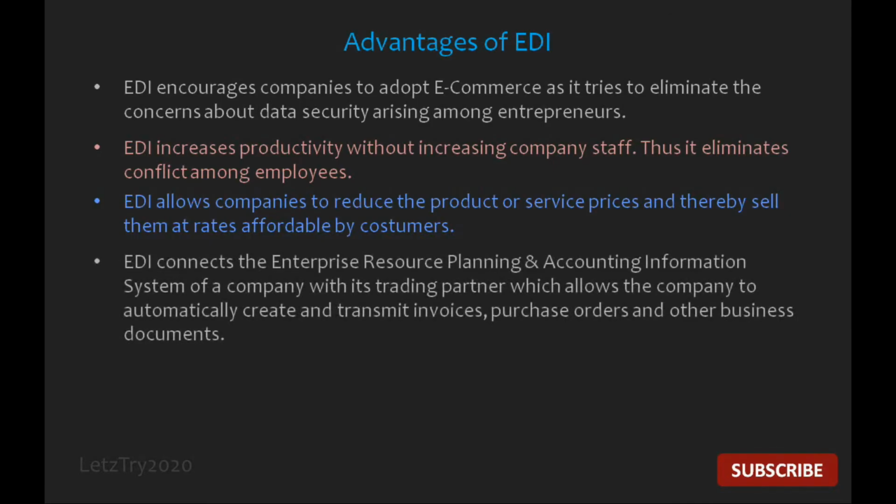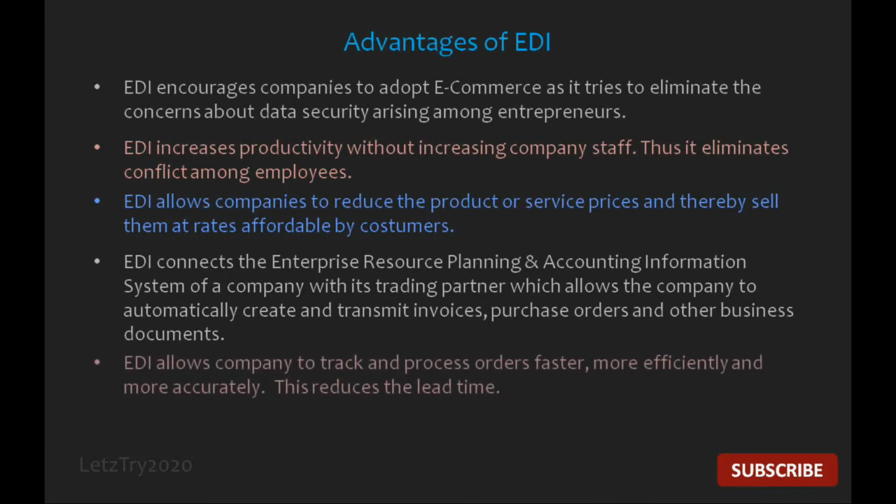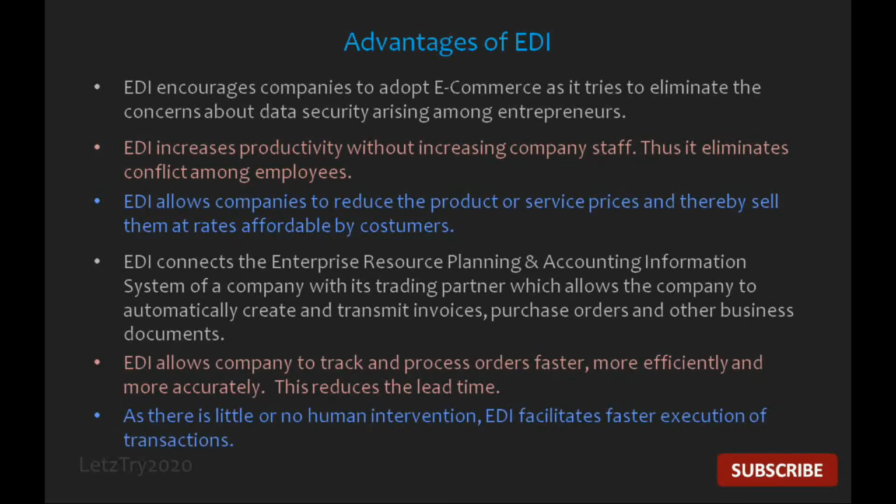EDI connects the enterprise resource planning and accounting information system of a company with its trading partner, which allows the company to automatically create and transmit invoices, purchase orders, and other business documents. EDI allows company to track and process orders faster, more efficiently, and more accurately. This reduces the lead time. As there is little or no human intervention, EDI facilitates faster execution of transactions.